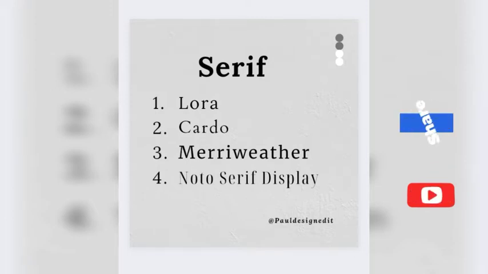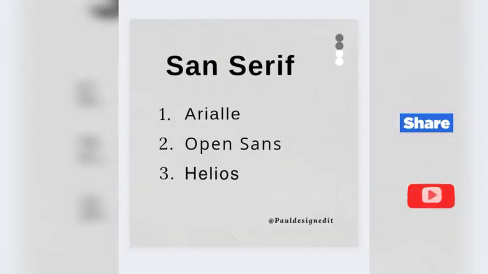Now the examples you have here: number one, you have Lora, two, Cardo, three, Merriweather, four, Noto Serif Display. So these are all serif. There are lots of them, depending on the tool you are using to design. You can find them there in the text section. Now, the next one we are looking at is sans serif.